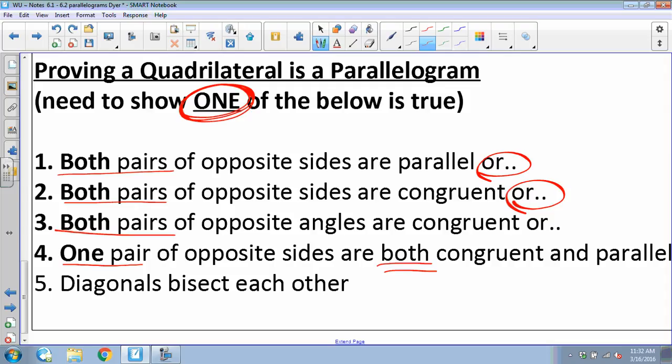So if both pairs are parallel, both pairs are congruent, or both pairs of opposite angles are congruent, it's a parallelogram. But if one pair is both parallel and congruent, then that's enough. And the last thing is if the diagonals bisect each other. I don't care what the sides are doing. I don't care what the angles are doing. If they show you that the diagonals bisect each other, it's automatically a parallelogram, because they can't bisect each other without it being a parallelogram. Okay?